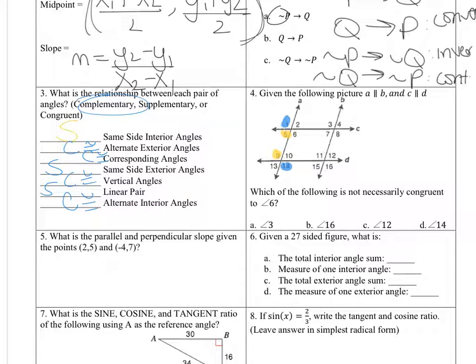Given the picture, A is parallel to B and C is parallel to D, what is not necessarily congruent to angle 6? So I know angle 1 is congruent to angle 6 because of vertical angles. I know angle 3. I'm kind of doing my ladder here. I know angle 8. I'm going to keep doing my ladder. That's all of them. So any number other than the ones that I circled, which one's not necessarily congruent to 6? 3 is circled, that's congruent. 16 circled, that's congruent. 12 is not circled, I think it's C. Let me try D. D is 14, that's circled, so my answer is C.